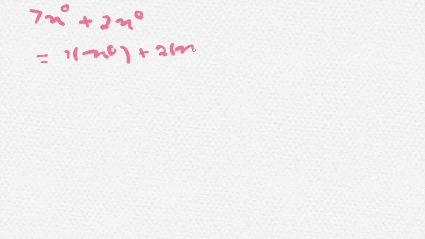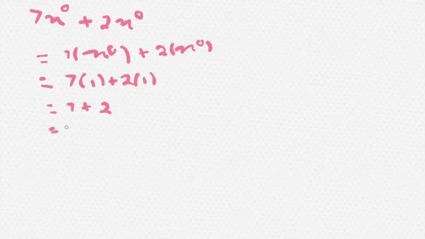Our next example will be 7x to the power of 0 plus 2x to the power of 0. This will be equal to 7 into x to the power of 0 plus 2 into x to the power of 0. Next, we can write 7 into 1 plus 2 into 1 because x to the power of 0 is 1. So we get 7 plus 2, so our final answer will be 9.